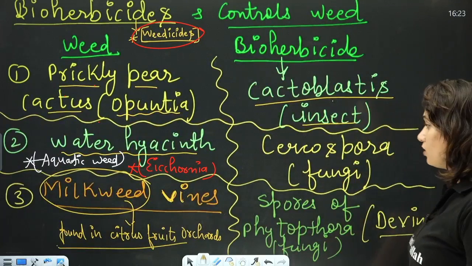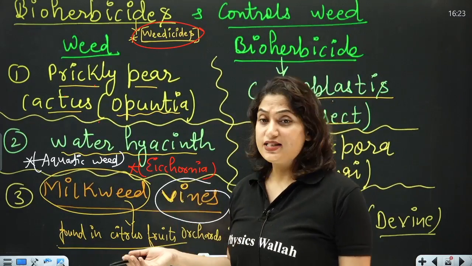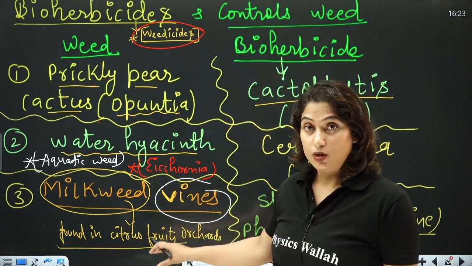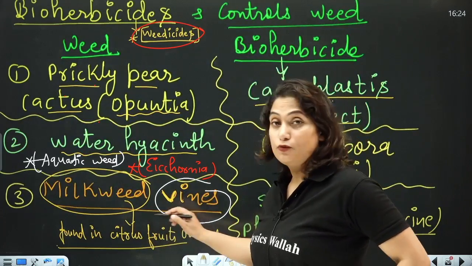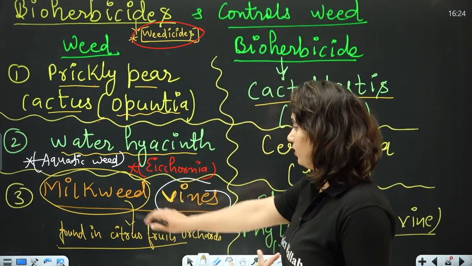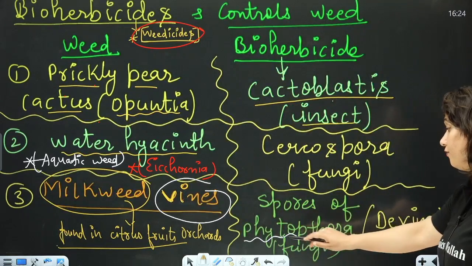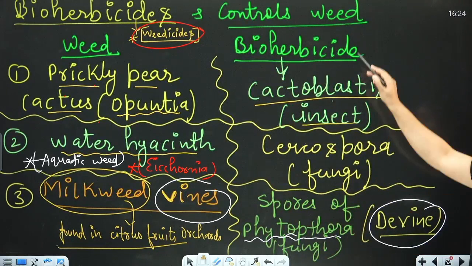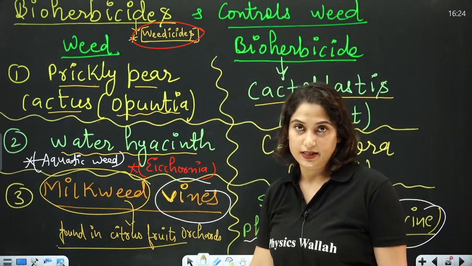Then many types of weeds can be controlled, like milkweed vines. These milkweed vines are weeds which are found in citrus fruit orchards. Where the citrus fruits are grown, they are generally grown in between them, and they can be removed with the help of the fungus Phytophthora, which produces the chemical devine. Okay, so these all are bioherbicides which are used to kill these unwanted weeds.